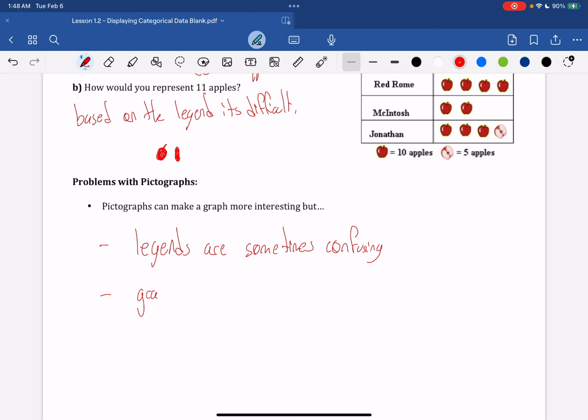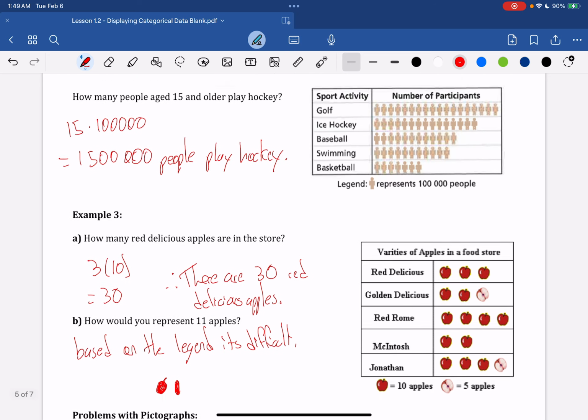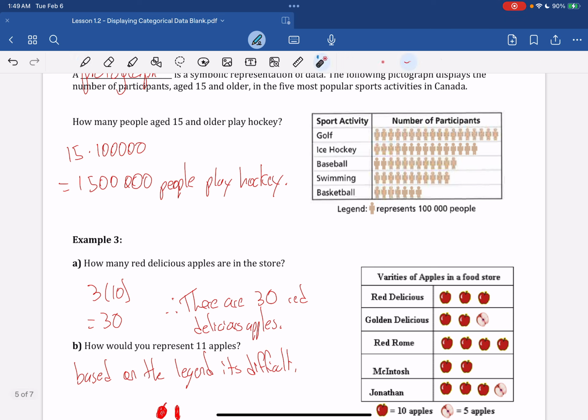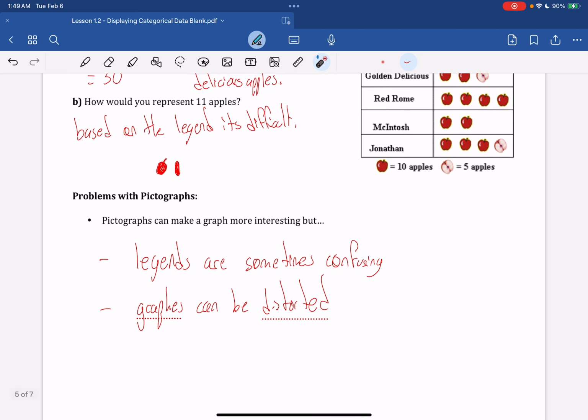The graphs can be distorted, as in the image that we choose to represent the data by, it doesn't accurately describe that. Like, what happens if I wanted to show an extra 100 people here? How on earth would I show that proportion of that person? Like, that's crazy.